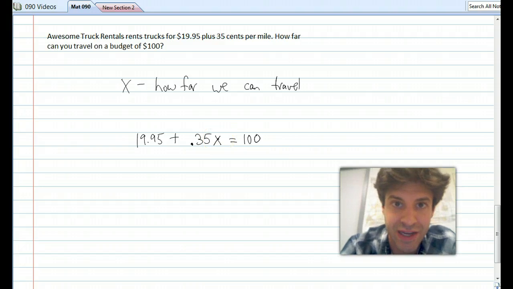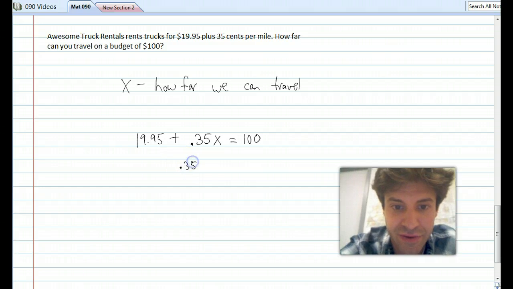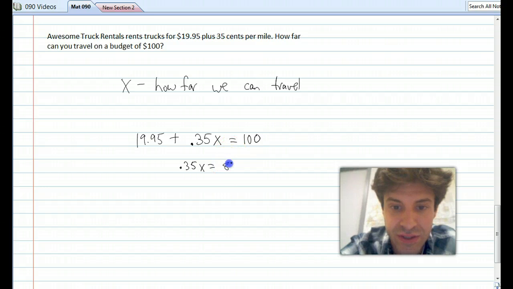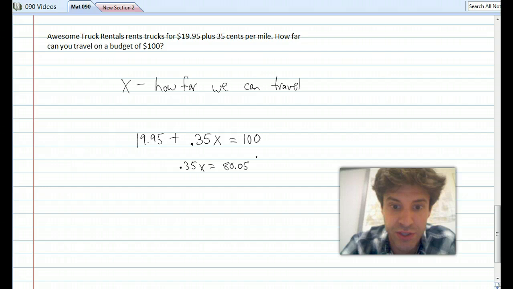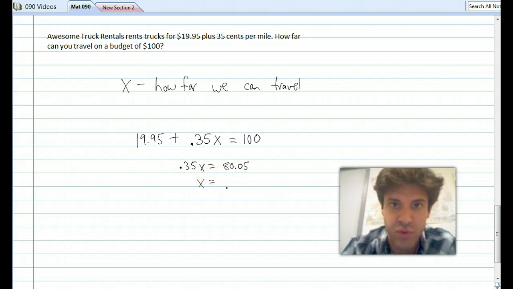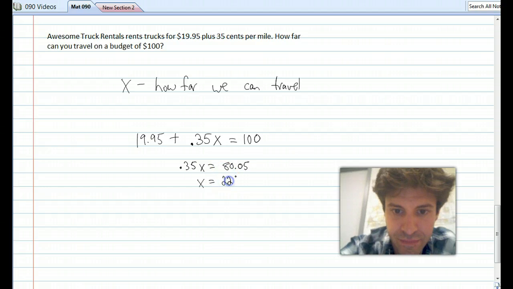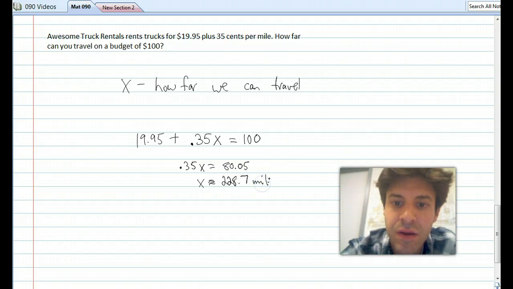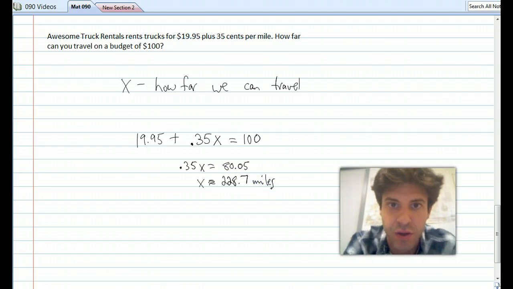So I'm going to subtract $19.95 from both sides of the equation and get 0.35x equals 100 minus $19.95, which is 80.05. Divide both sides of the equation now by 0.35. I'm getting 228.7 approximately. And what that represents is the number of miles that we can travel on $100.